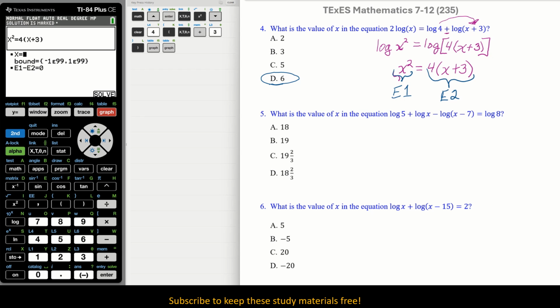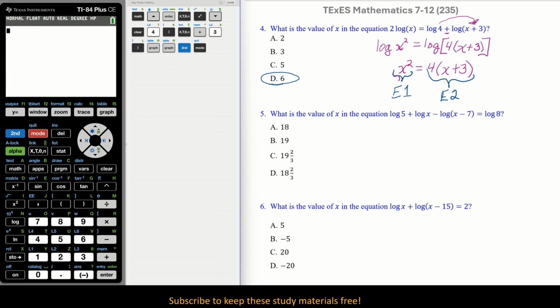Well, the solver gave us 6 because it is the only valid answer. The -2 is not a valid answer in this situation, okay? All right, so now let's back out of that and we're going to move on, but we're going to use this again. Okay. All right, so let's look at number 5.